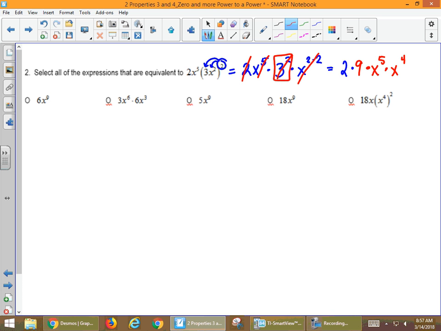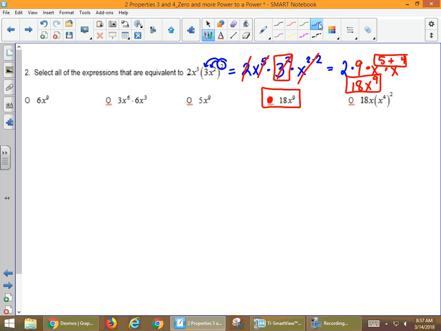And then let's get our final answer. 9 times 2 is 18. And here I'm going to add those exponents because we're multiplying now. Everything's on the same level. 5 plus 4 is 9. So my job here is to see if that's any of these answers, and then see if any of these answers are equal to 18x to the 9th. This one is 18x to the 9th, so that's lovely.